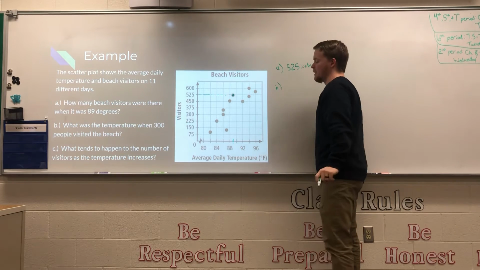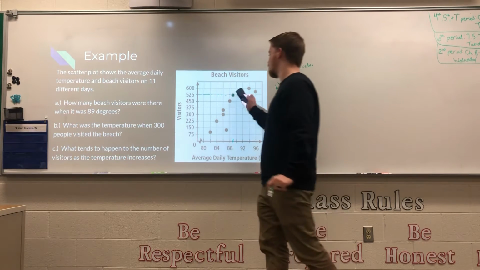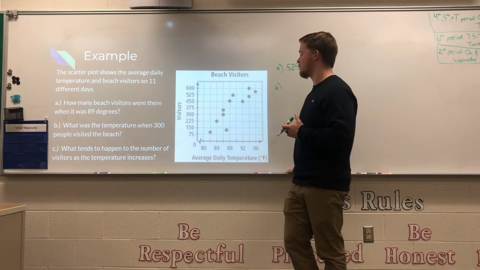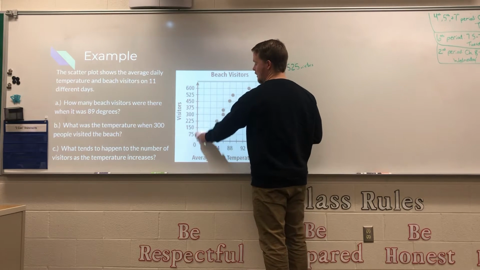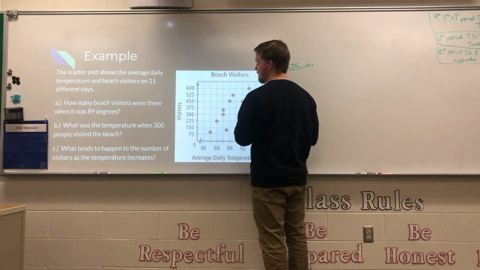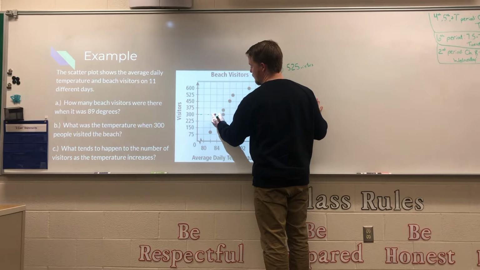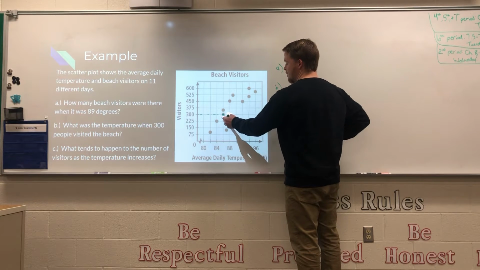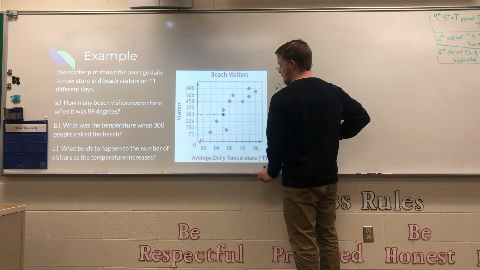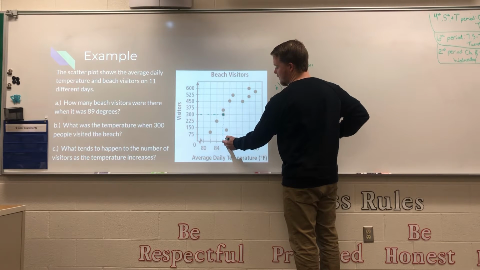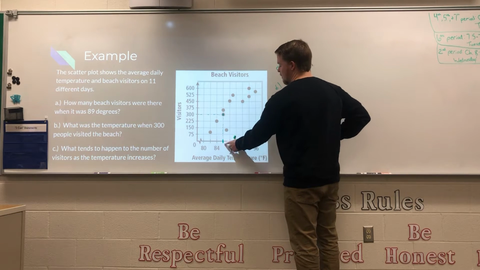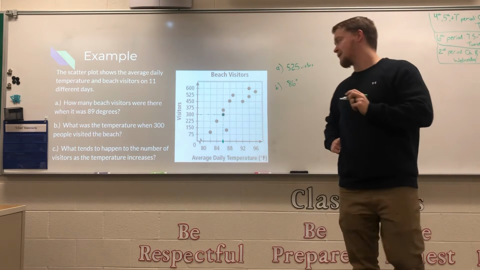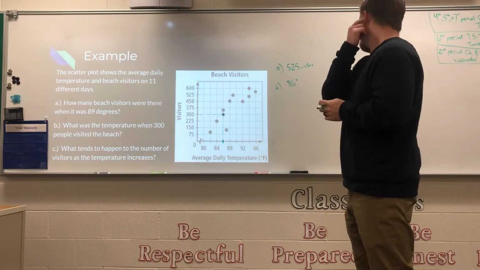All right, part B. It says, what was the temperature when 300 people visited the beach? So this is backwards. Now they give us the visitors. So we go to the visitors. They give us that there were 300 visitors, so that's here. Then we just go over until we meet a point, which is there. They want to know the temperature, so we go down to the x-axis and see what the temperature was. Here it's meeting the line in between 84 and 88, so that would be 86 degrees. So 86 degrees was the temperature when 300 people visited the beach.